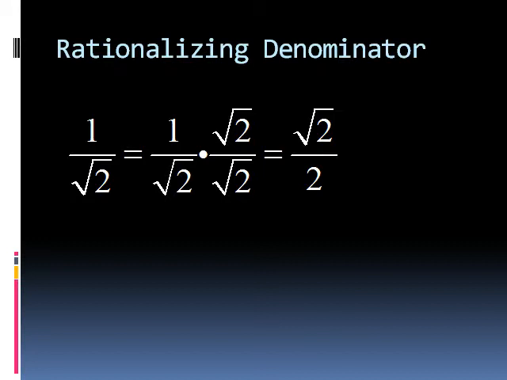However, if we do that, we can get rid of the root, because root 2 times root 2 equals 2. So if we multiply 1 over root 2 by root 2 over root 2, we would have root 2 over 2, which is essentially the same number. But now you get rid of the root 2 in the bottom, and instead the bottom denominator is a whole number.